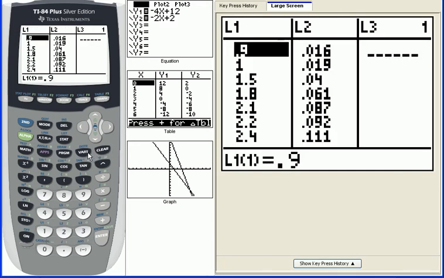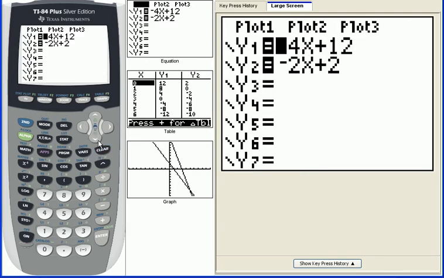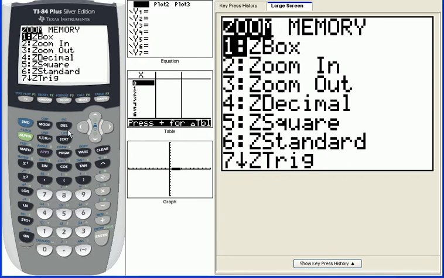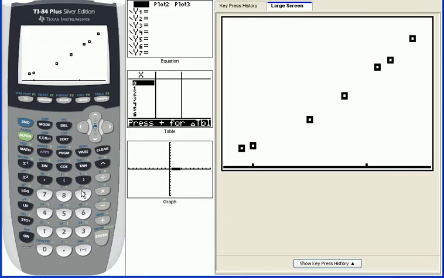And then if you want to graph this, remember you need to go to your y equals. I'm going to go ahead and clear these out. But you need to turn on your plot 1. So make sure that's turned on. And then you can hit zoom 9. And when you hit zoom 9, you have some points going like this.